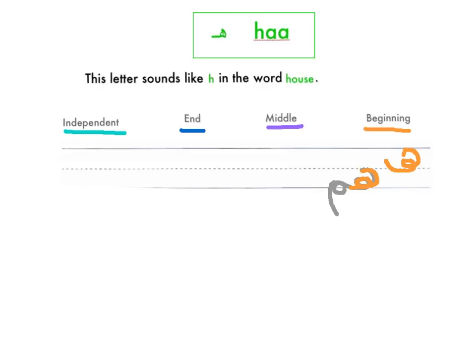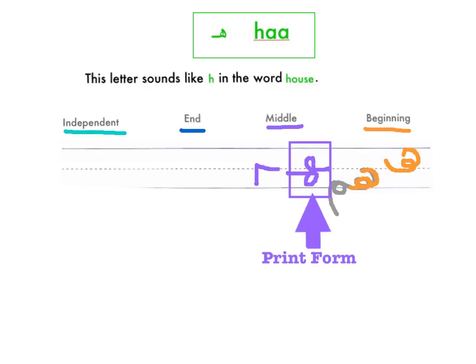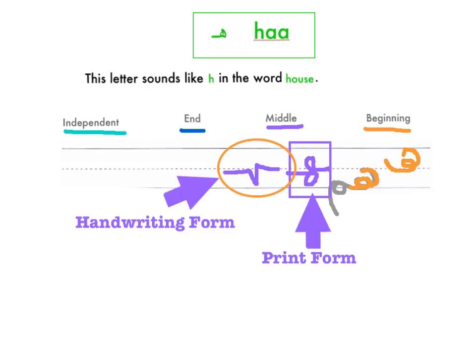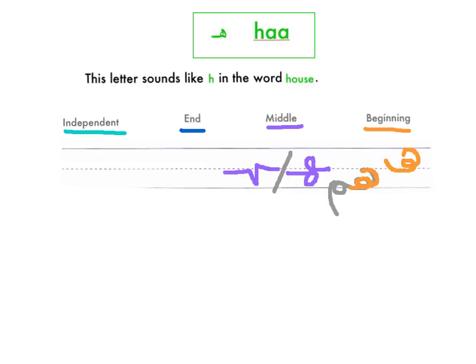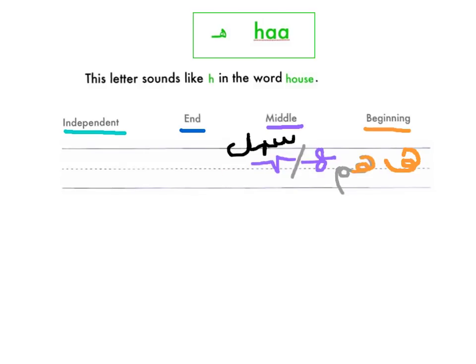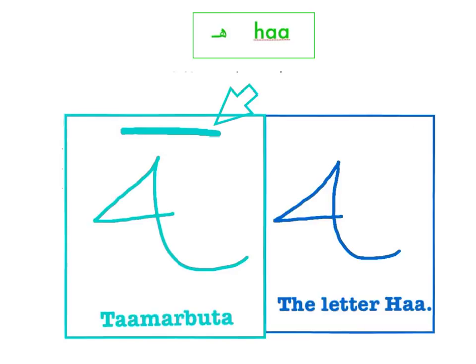In the middle, the letter ha comes in 2 forms. In print form, we write it like this. And in handwriting, we write it like this. An example is the word sahel, which means easy. At the end, in its connected form, we write the letter ha like this. It's similar to ta marbuta, but there are no dots on the top.